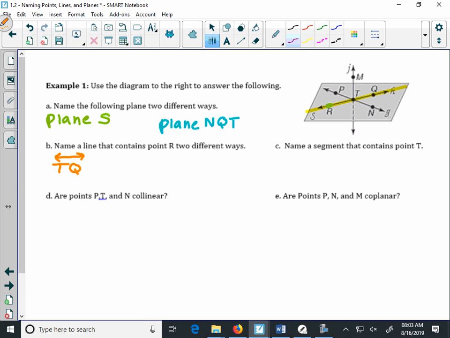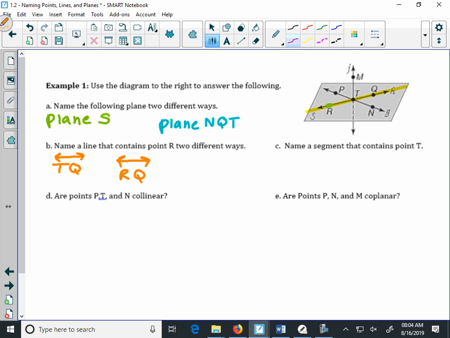You notice R is not in the answer. That's okay, because you said it's a line, so it's going on forever. That line that goes on forever, R is sitting on. So it's okay to not necessarily have the letter underneath the line. What's another way we can name this line? Yeah, you could say line R, Q. Again, there's 2 points sitting on that highlighted line.